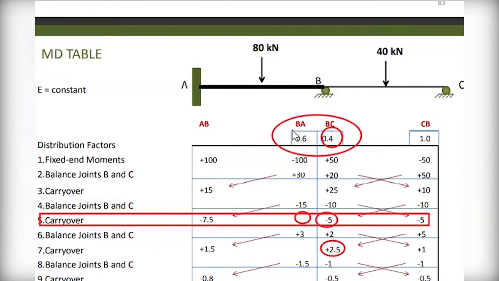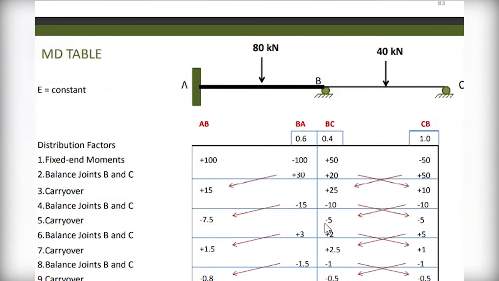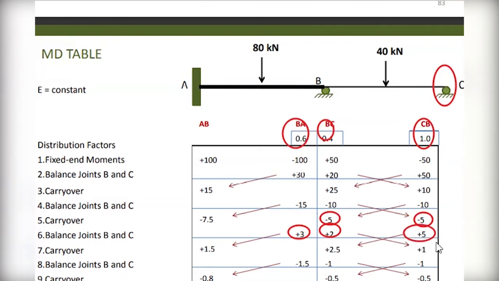And the positive 5 also times 0.6, you shall have the positive 5 here times the carryover factor, you have this value 2, and this also times 0.6 here, you shall have 3. So the same way here, if you add 0, you shall have a negative 5 times negative 1 in order to have the unbalanced moment at this joint, you shall have a positive 5. The positive 5 times the distribution factor, you shall have the positive 5.